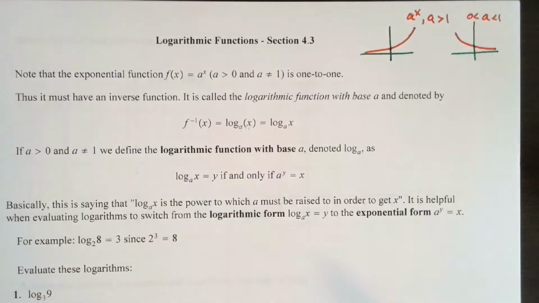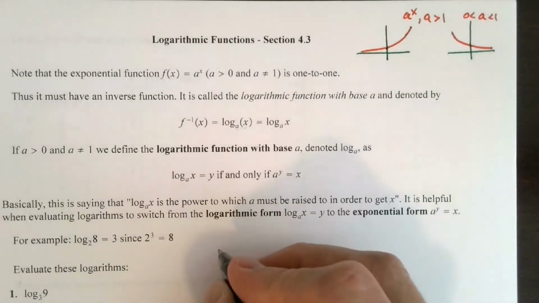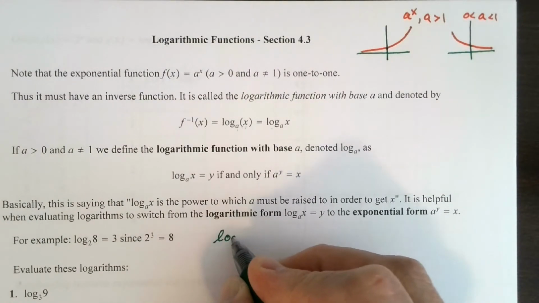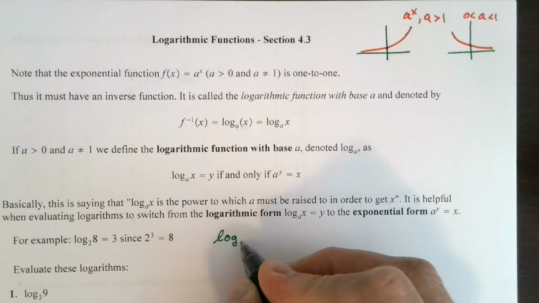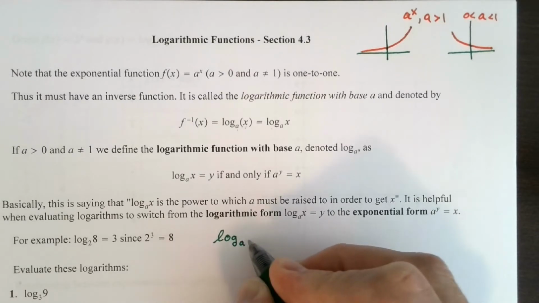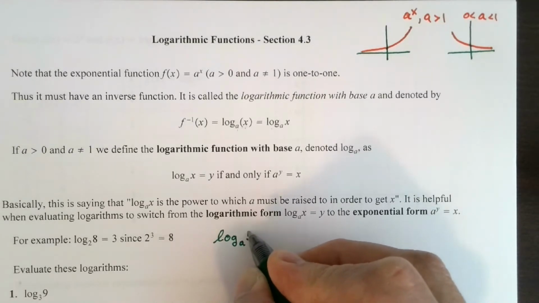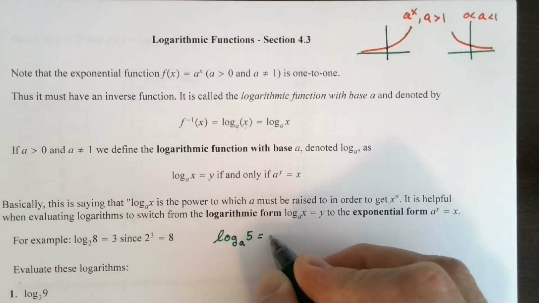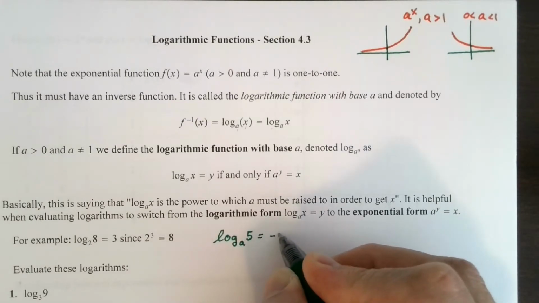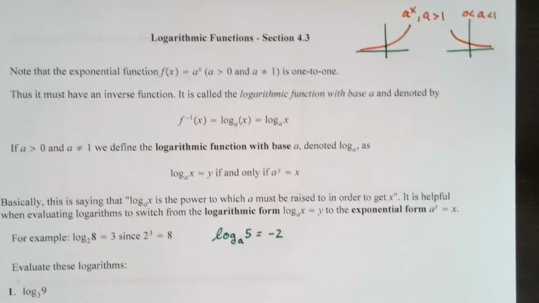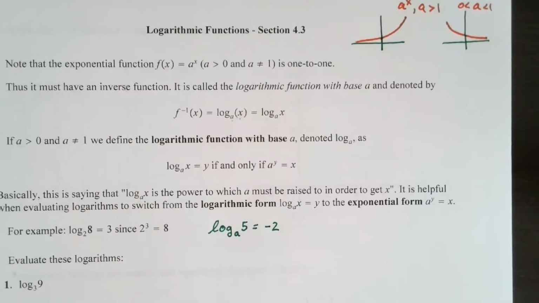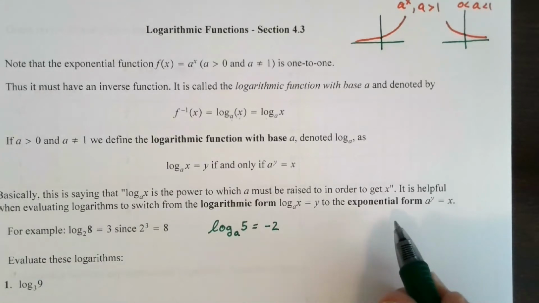Okay. Let's just practice a few more here real quick. What if I had log base a of 5 equals negative 2? I'll just make something up here. What if we have log base a of 5 equals negative 2? That's my logarithmic form. What would the corresponding exponential form be?